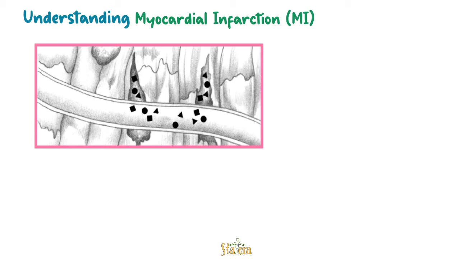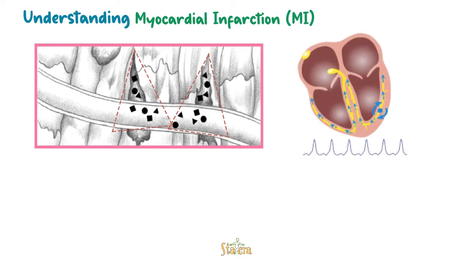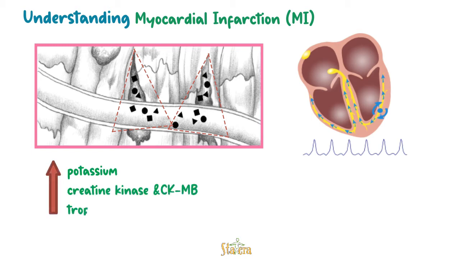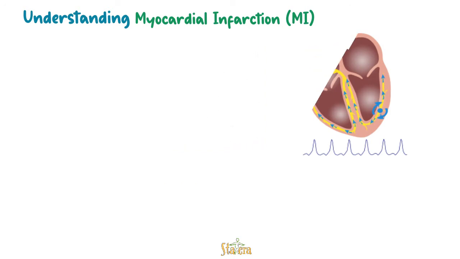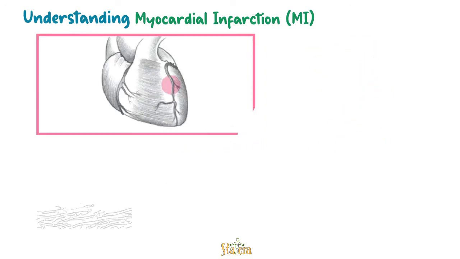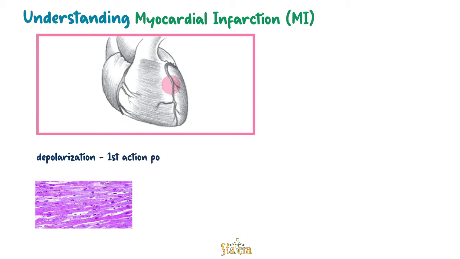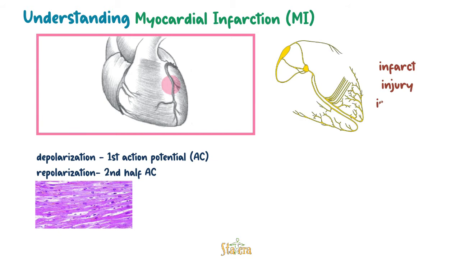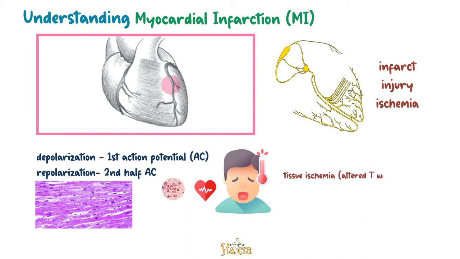Damaged cell membranes in the infarcted area allow intracellular contents into the vascular circulation. Ventricular arrhythmias then develop with elevated serum levels of potassium, creatine kinase, CK, and CKMB, and troponin. All myocardial cells are capable of spontaneous depolarization and repolarization, so the electrical conduction system may be affected by infarct, injury, and ischemia. The patient may have a fever, leukocytosis, tachycardia, and electrocardiogram signs of tissue ischemia, injured tissue, and infarcted tissue.